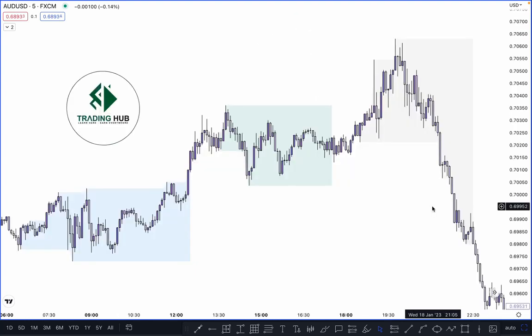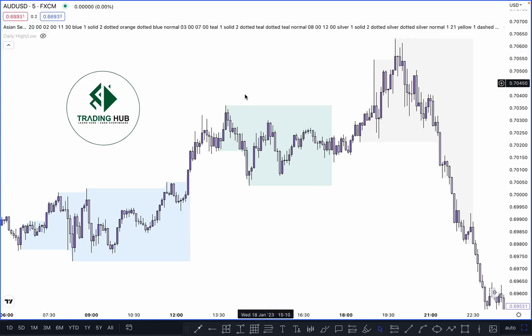So this is our AUD/USD chart on the 5-minute time frame, and you can apply this to any currency pair. I'm talking about the forex market only. This one is our Asian session, the next one is our London, and the third one, the gray one here, is the New York session.